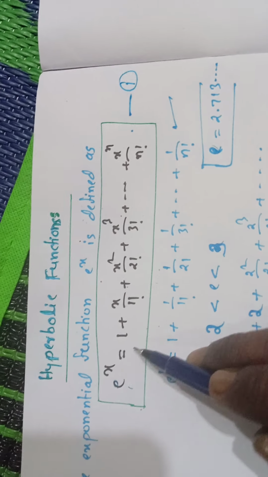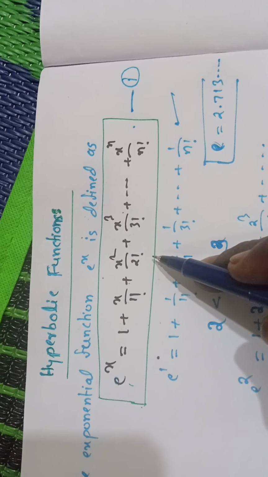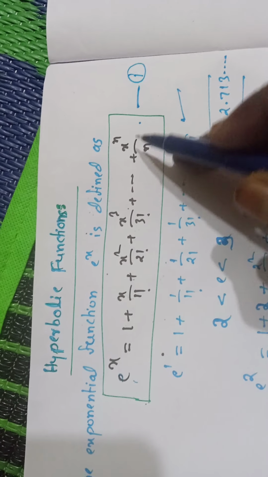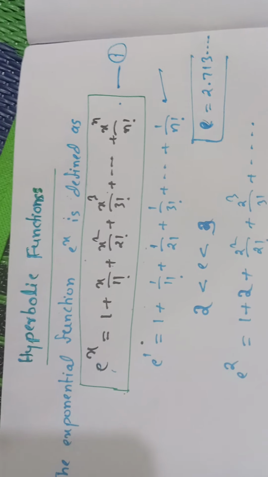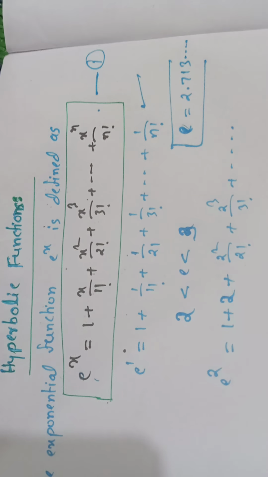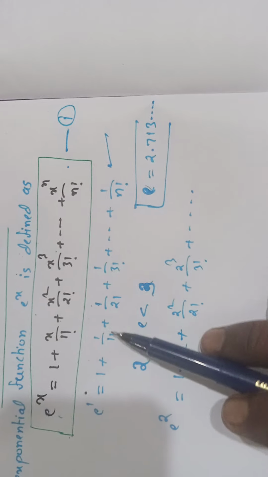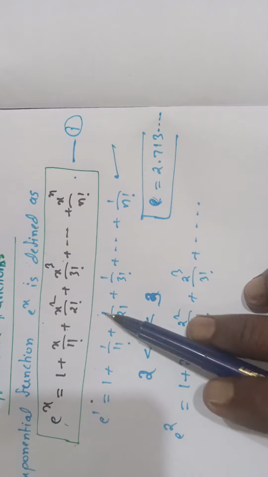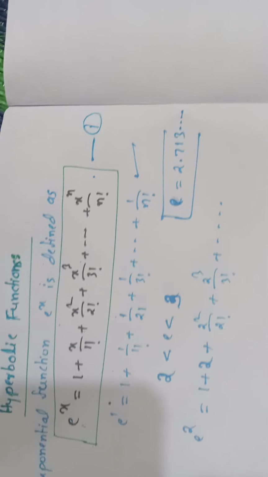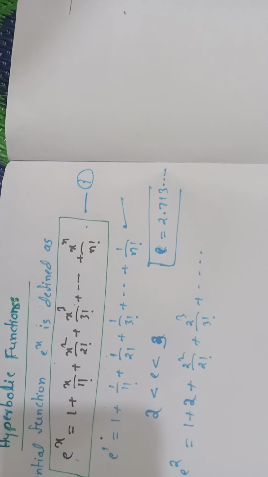So e^3 will come 1 plus 3 by 1 factorial plus 3 square by 2 factorial plus 3 cube by 3 factorial, so on, 3 to the power of n by n factorial, like this it will come. So most probably you need to remember the value of e power 1. E power 1 is nothing but 1 plus 1 by 1 factorial plus 1 by 2 factorial plus 1 by 3 factorial plus so on, 1 by n factorial. That is the formula of e power 1.